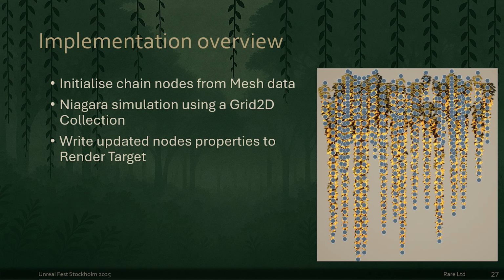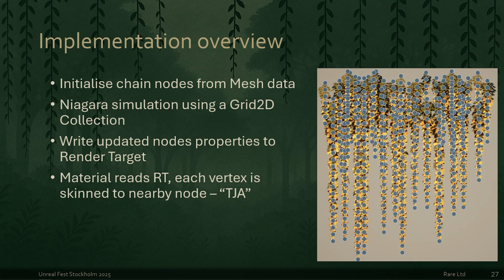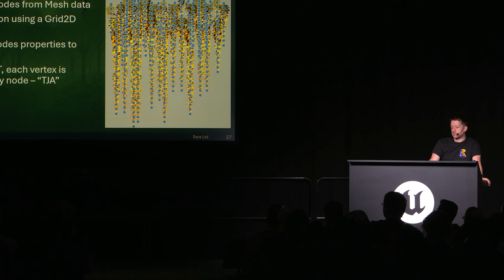Once the simulation is run, the output is a position, normal, and tangent for each node, which are then written into different rows of a render target. The vine mesh material has the same render target bound and samples it to offset the location of the vertices based on the corresponding nodes that they are nearest to. The same way you can imagine with skinned mesh, vertices will move based on nearby joints in a CPU-driven animation.